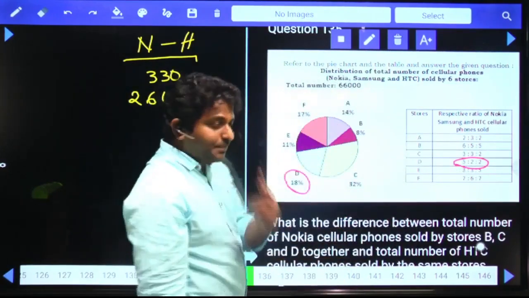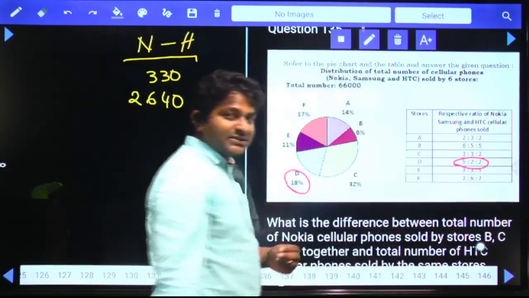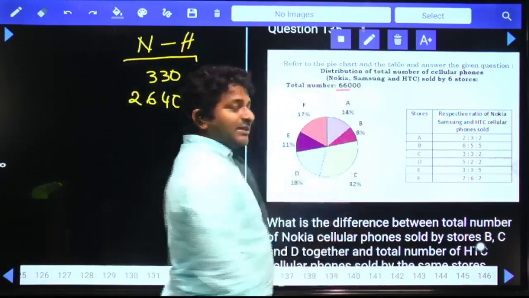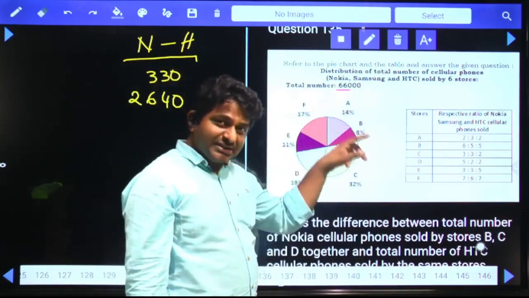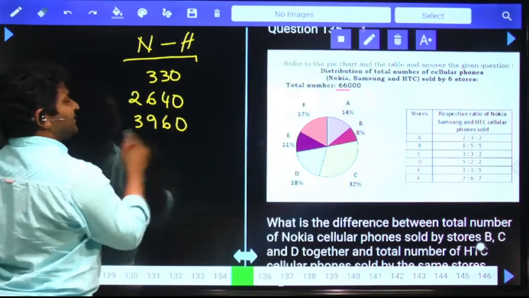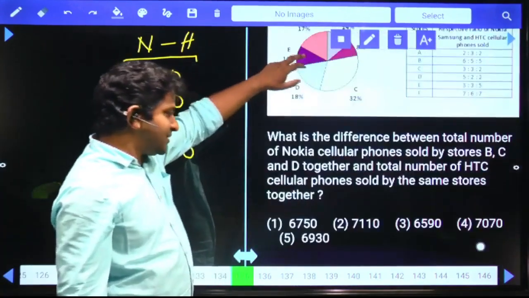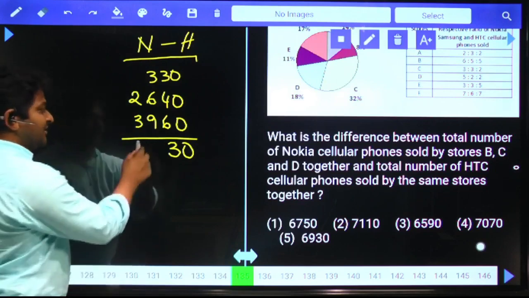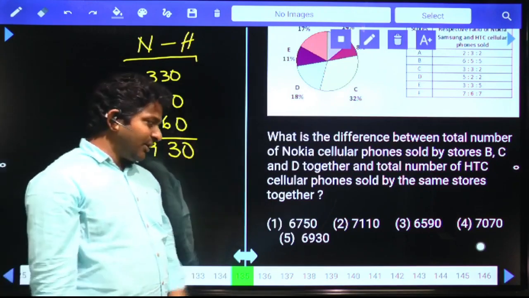Each part is equal to 2%. Nokia minus HTC is equal to 5 parts minus 2 parts, 3 parts. 3 into 2, 6%. 6% of this number. 1% is 660, 6% in the sense into 6. 6 times 600 is 3600 plus 360, 3960. Now answer should end with 30. Look at your options. How many options are ending with 30? There is only one. 6930, direct answer.